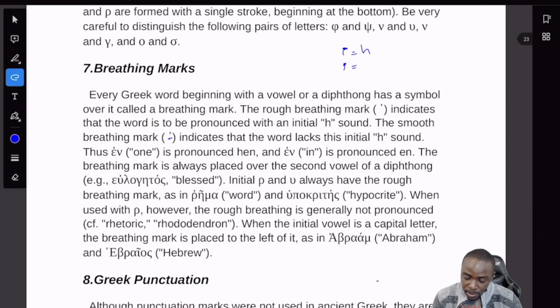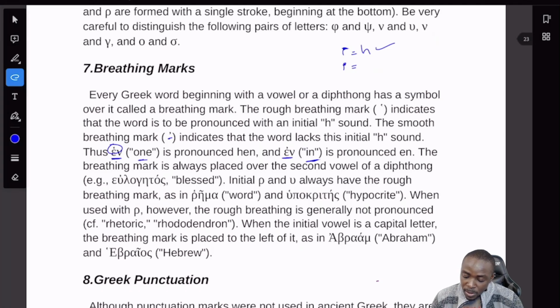Thus, notice hen and en here. This is epsilon nu, but notice there's a rough breathing mark. The word for one is pronounced hen because you're adding the H. And en, see it here, there's no rough breathing mark, so there's no H because you have a smooth breathing mark. Whenever you have a rough breathing mark, you just add an H.